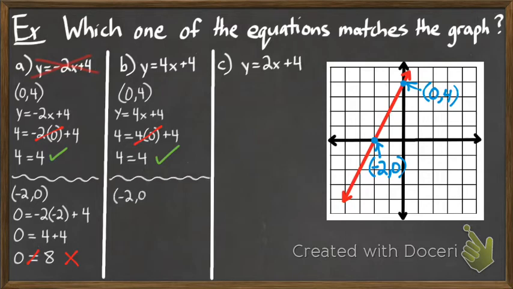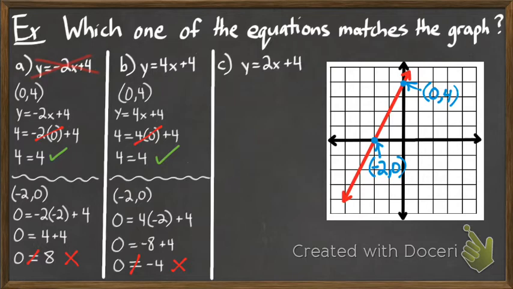But now we need to see if it works for our x-intercept, which is (-2, 0). When we plug these back in, we get 0 equals 4 times negative 2 plus 4, which simplifies to 0 equals negative 8 plus 4, and finally gives us 0 equals negative 4. Now, these two are not equal, so this equation does not work.